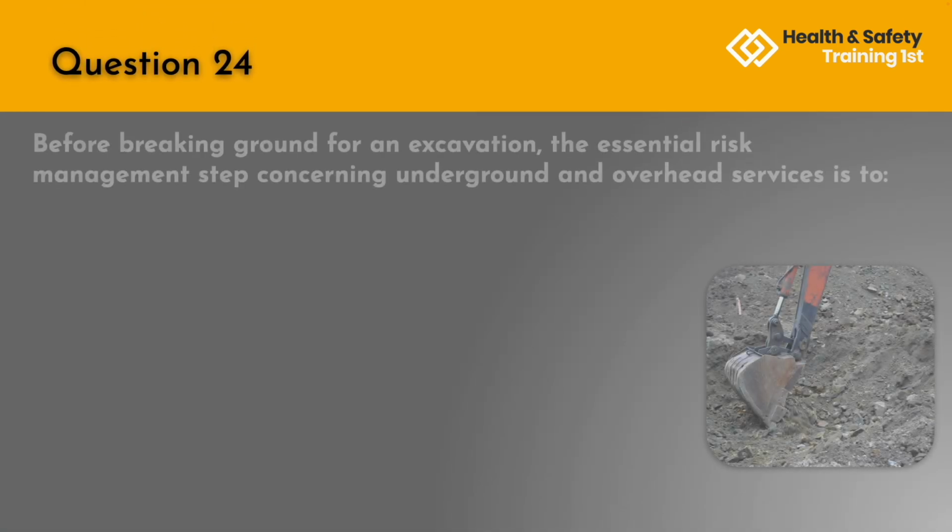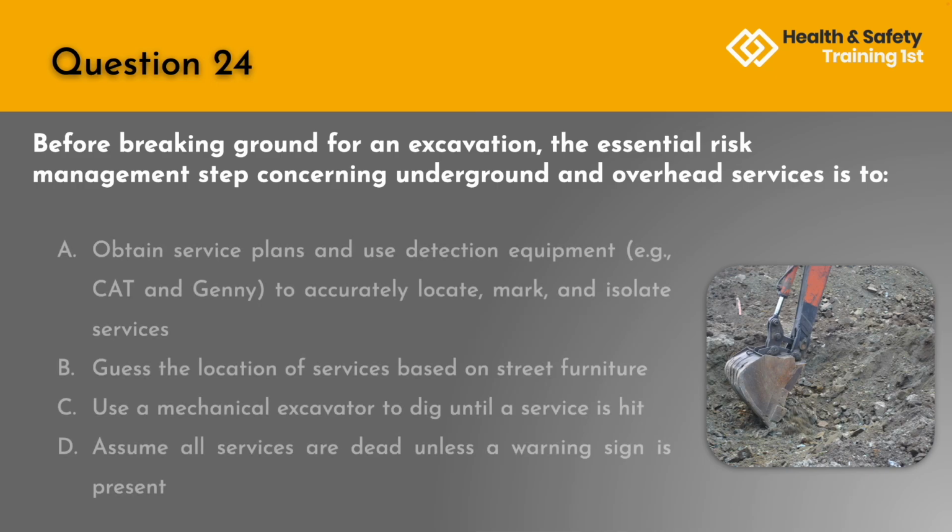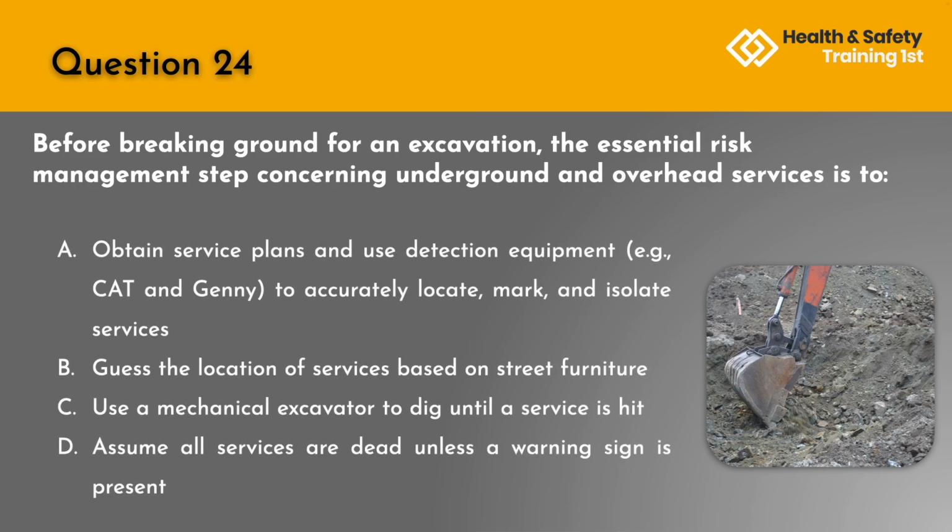Question 24. Before breaking ground for an excavation, the essential risk management step concerning underground and overhead services is to A. Obtain service plans and use detection equipment to accurately locate, mark and isolate services. B. Guess the location of services based on street furniture. C. Use a mechanical excavator to dig until a service is hit. Or D. Assume all services are dead unless a warning sign is present.